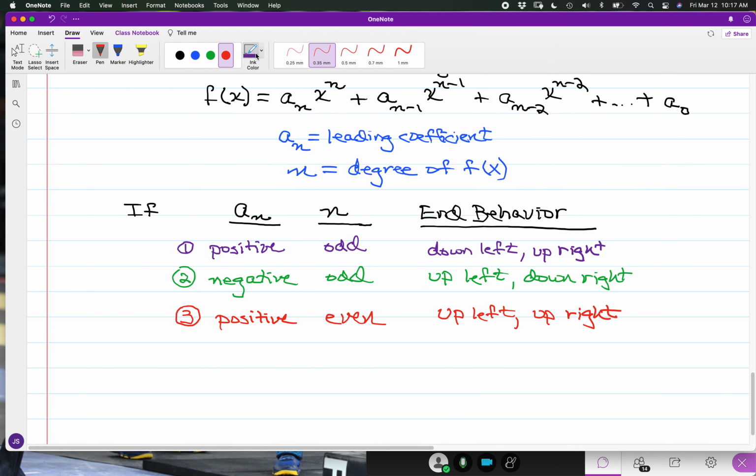And we have just the remaining case here. If I have that a of n is negative, while n is even, it could be like a quadratic function with a being negative. So for the end behavior, you have opening downward, so you have down to the left and down to the right.